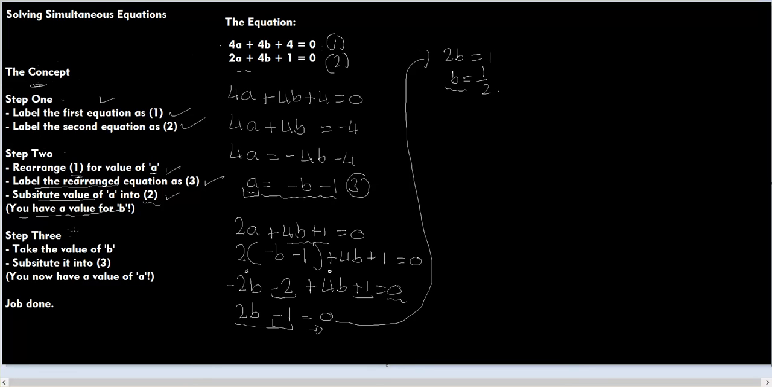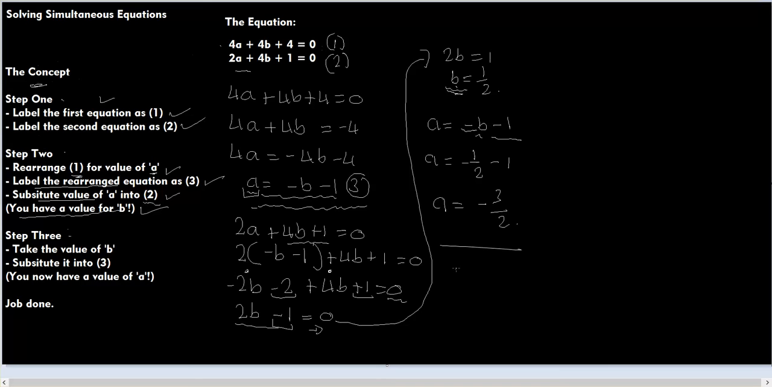Now, in step 3, we take the value of b, which is right here, and substitute it into equation 3. Equation 3 is over here, as we have found before. Let's write out equation 3: a is equal to negative b negative 1. If we substitute our value of b into here, we get a is equal to negative 1/2, and also a negative 1 because we are finishing off the equation. So this leaves 3 over 2.